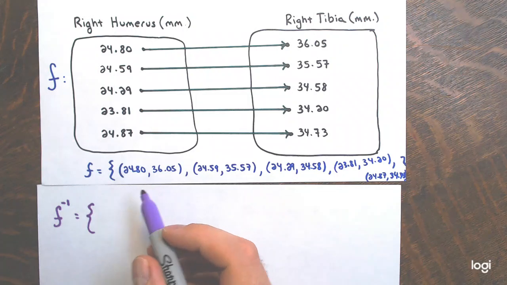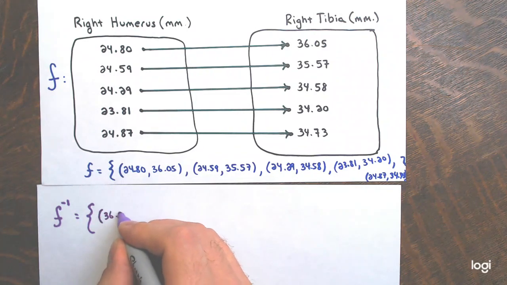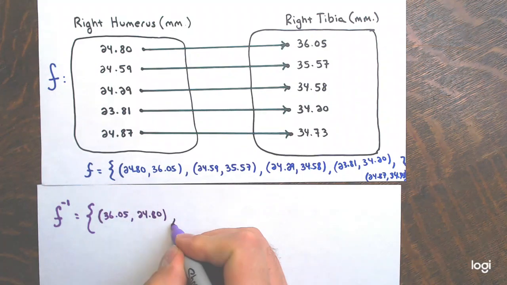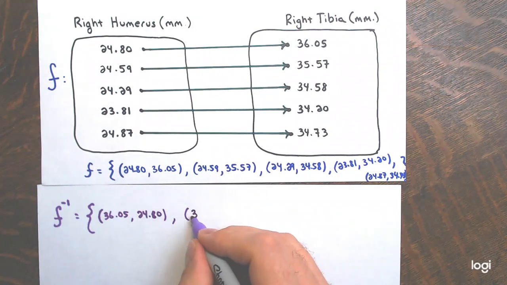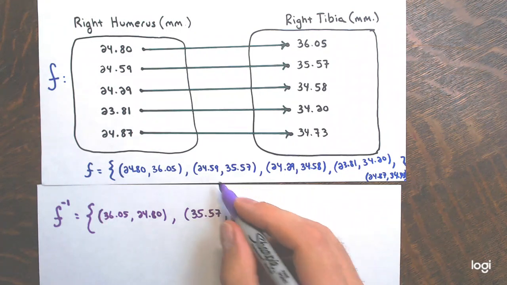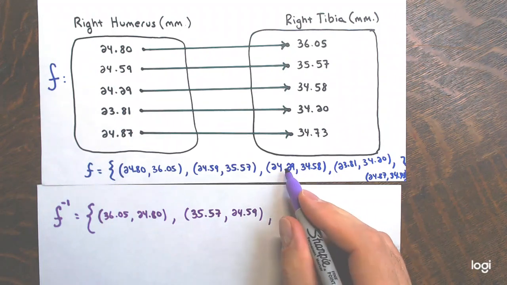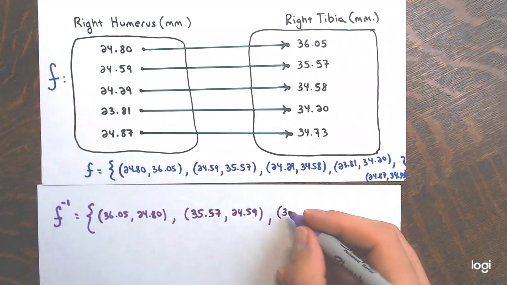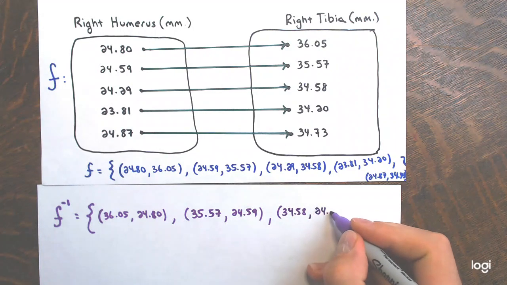So if I wrote f inverse as a set of ordered pairs, 36.05 corresponds to 24.80. And then this ordered pair, flip it, switch the coordinates. In the function f inverse, 35.57 would correspond to 24.59. And then this ordered pair in f, flip it, switch the coordinates. In f inverse, you'd have 34.58 corresponding to 24.29.